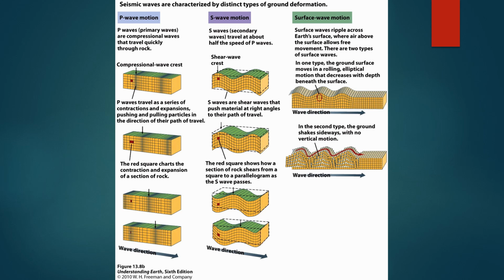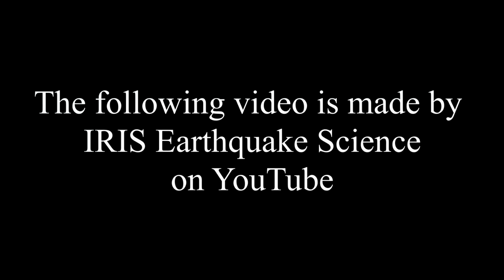The surface waves can only transport on the surface of the Earth, and the effects of the motions of the surface waves are more violent to the ground surface. The surface waves can shake the ground in a rolling motion or shake sideways with no vertical movement. The following video will show you how the P wave and S wave and the surface waves of the earthquake will affect the buildings on the ground.